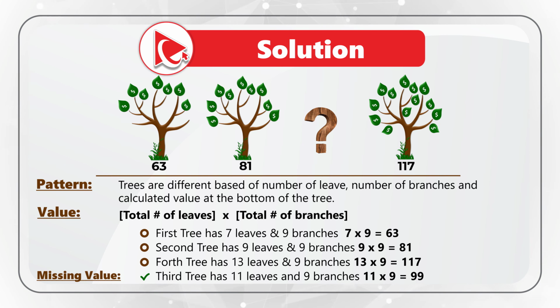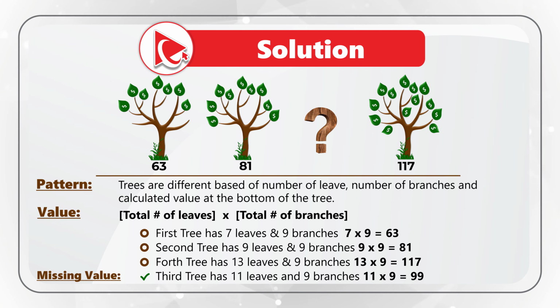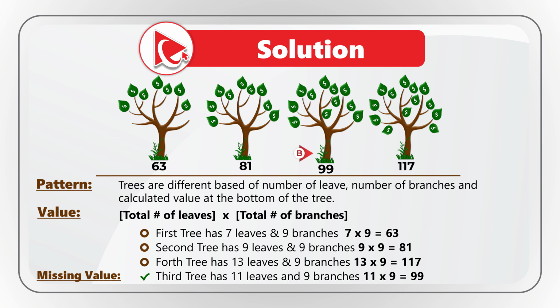What's interesting here is that choices A, B, and C all have a value at the bottom of 99. But the correct choice here is only choice B, because only choice B has 11 leaves and 9 branches, and multiplying 11 by 9 equals actually 99, which matches the formula. So the correct choice here is choice B. Hopefully you've nailed this question and now know how to answer similar problems on the test.